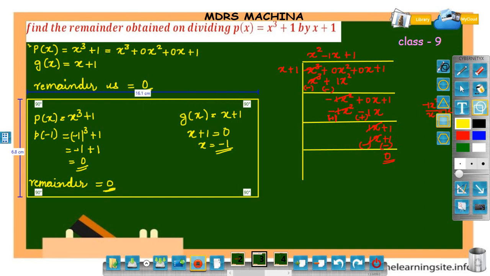This is one more method to find the remainder. By using this method, you can find only the remainder. You can't find the quotient. If you want to find the quotient, you have to perform the long division method. If you want to find only the remainder, then you can apply this method. This is called the remainder theorem.